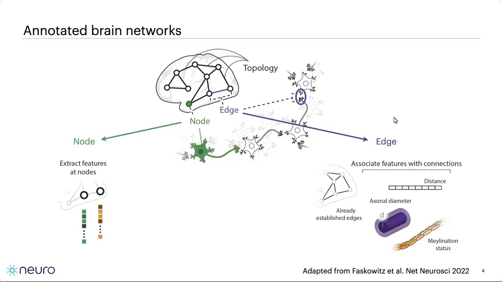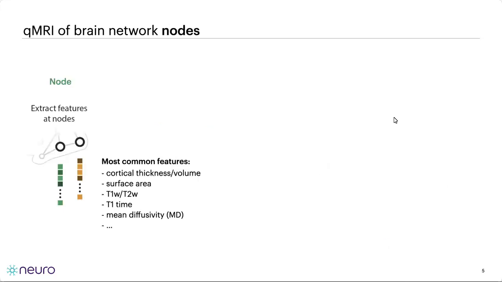So there's an increasing amount of literature that use MRI, right, to annotate the nodes and the edges in these networks. So some of the more common features that you'll see used, for example, for nodes, you'll see people annotate the nodes by the thickness or volume of the node, right? The surface area, T1 weighted over T2 weighted signal ratio, T1 time, mean diffusivity, etc. So most of these features can be extracted from public data sets like UK Biobank, HCP, and a few other ones.